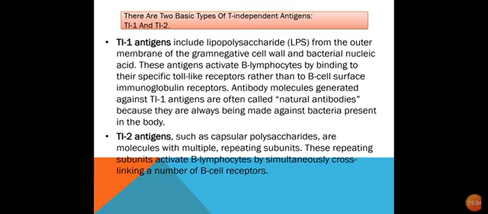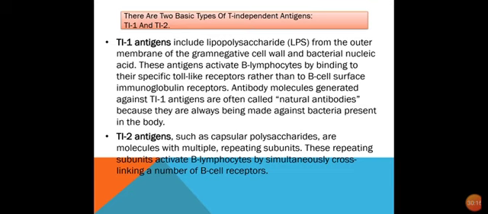There are two basic types of T-independent antigens, TI1 and TI2. TI1 antigens include lipopolysaccharides from the outer membrane of the gram-negative cell wall and bacterial nucleic acid. These antigens activate B lymphocytes by binding to their specific toll-like receptors rather than to B cell surface immunoglobulin receptors. Antibody molecules generated against TI1 antigens are often called natural antibodies because they are always being made against bacteria present in the body.